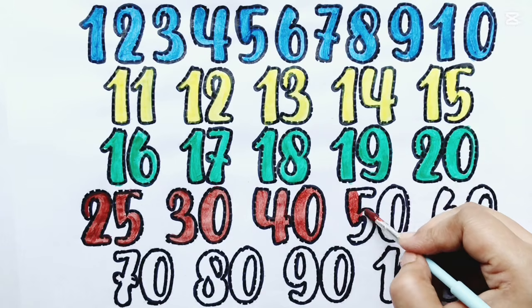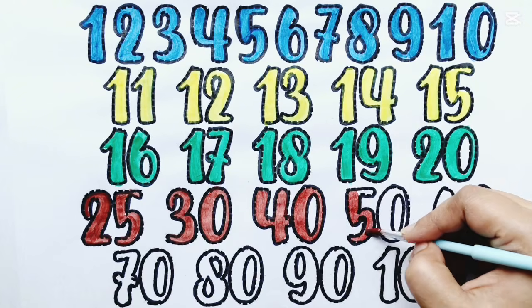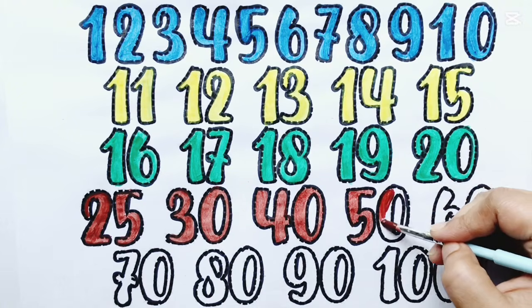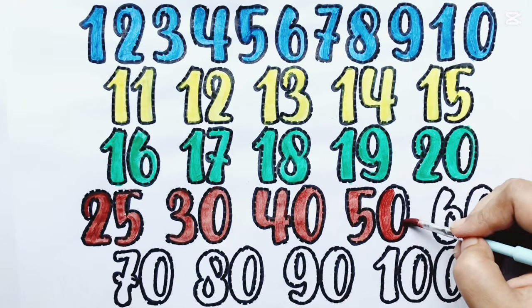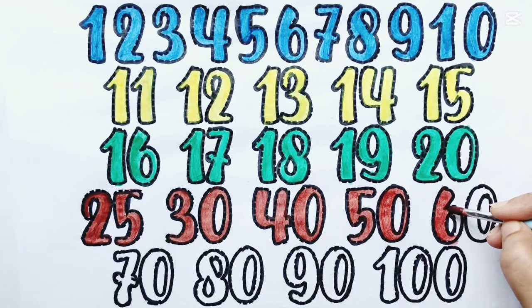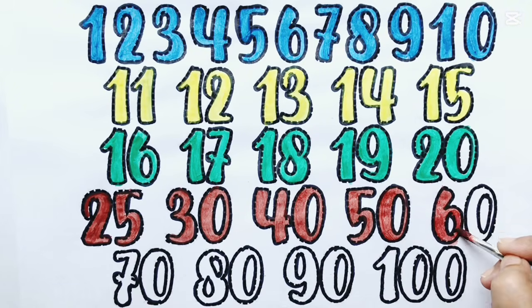Art. Apple. 50. Address. Animal. Answer. April. Autumn. Ambulance. Airplane. Arrow. 60. Alligator. Ant. Amazing. Art.